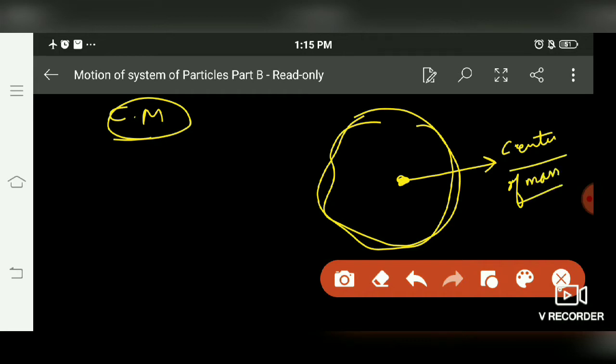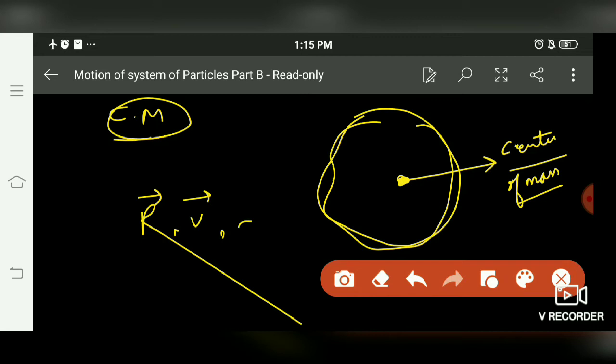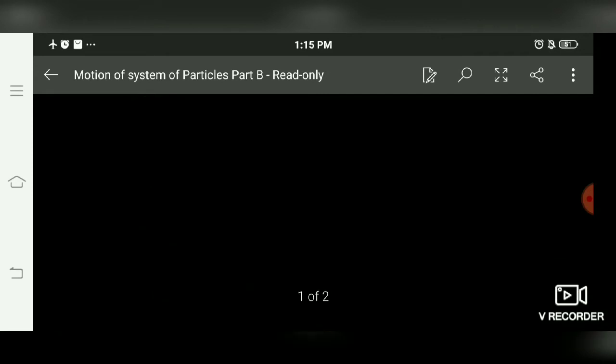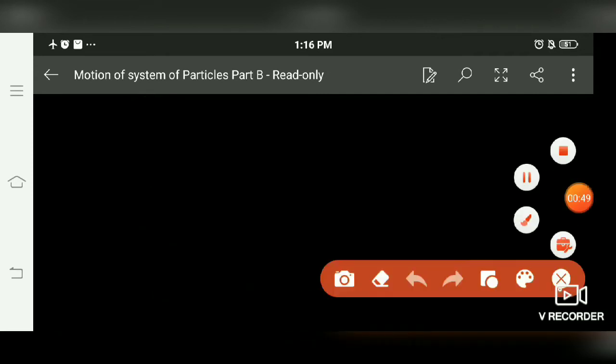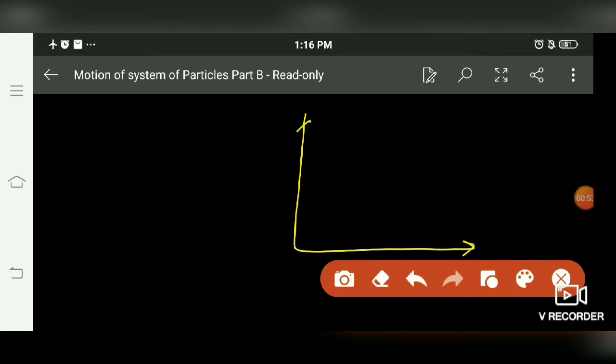Now we want to calculate the position vector, that is r vector, velocity, acceleration, force and momentum for this. So starting with the position vector. First I am considering a two body system, meaning a system in which two particles are there. Let this be particle 1 of mass m1, this be particle 2 of mass m2.